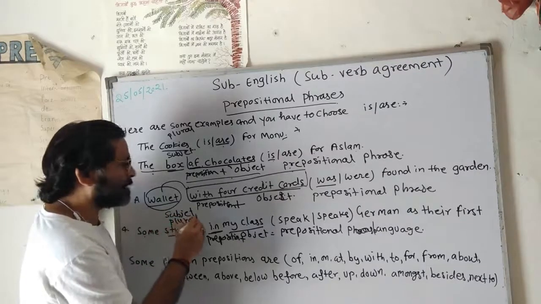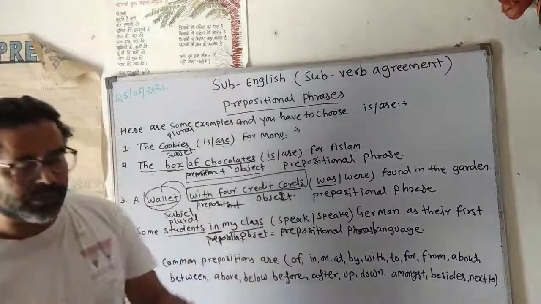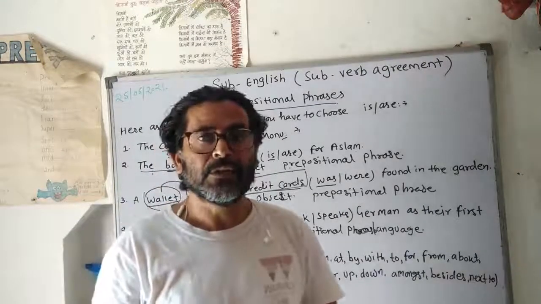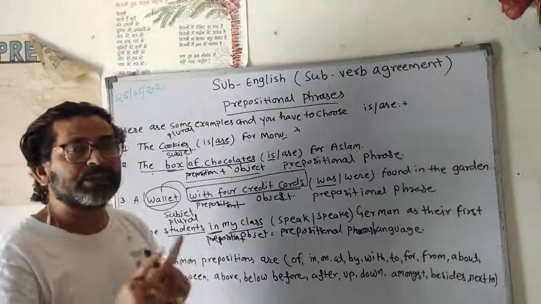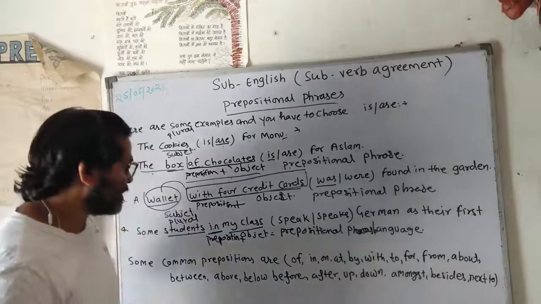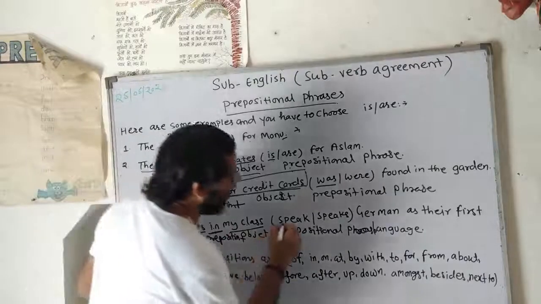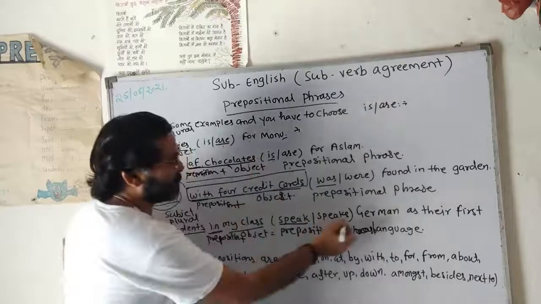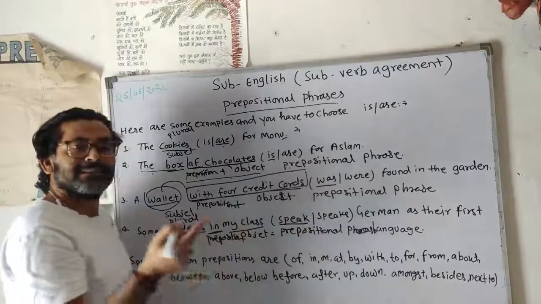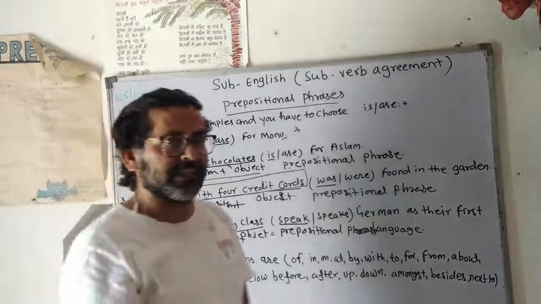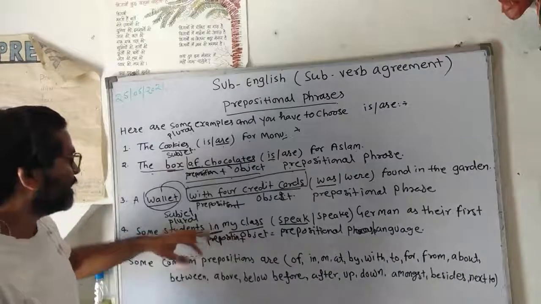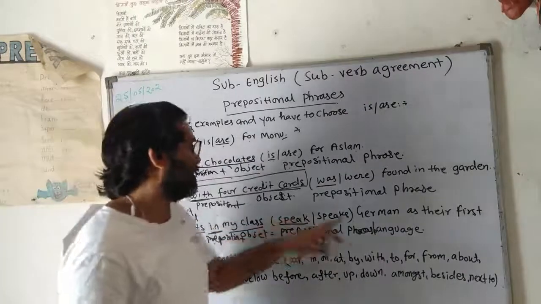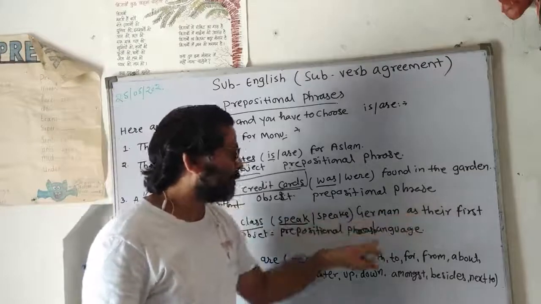And with a plural subject, we do not add s or es to the verb. We always use the root verb, the main verb. And what is the main verb in this sentence? Speak is the main verb, and speaks is the main verb with s or es added. So the correct sentence is: some students in my class speak German as their first language.